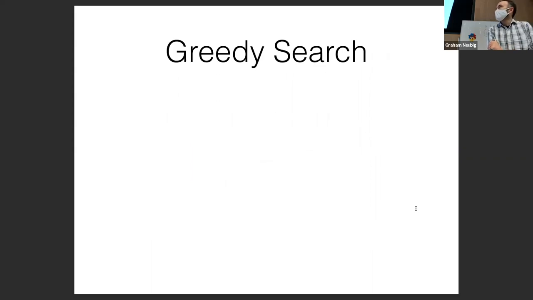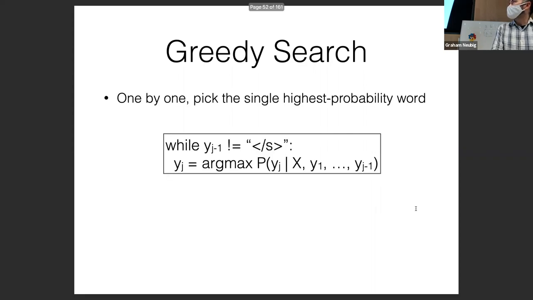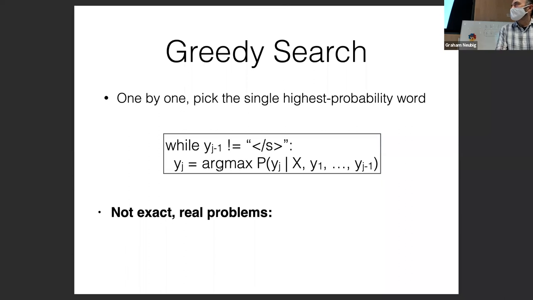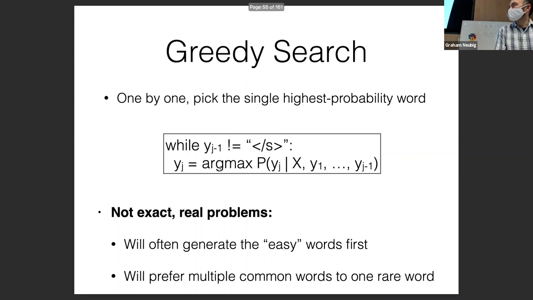Then in order to perform argmax decoding, the first thing that you can think of is an analogous thing where you do search, where one by one you pick the single highest probability word. So it's the exact same algorithm, except instead of randomly sampling according to the probability distribution, you pick the argmax. And this is definitely not an exact algorithm to find the highest scoring output. It will often generate easy words first, and it will prefer multiple common words to one rare word.